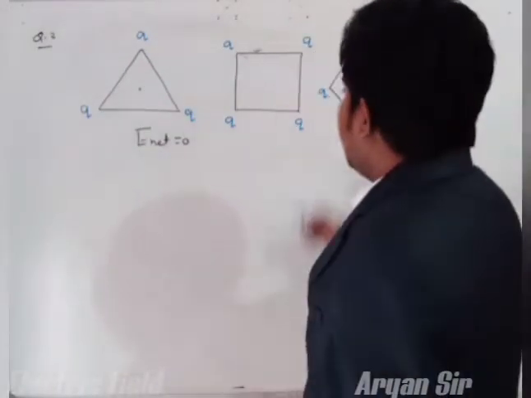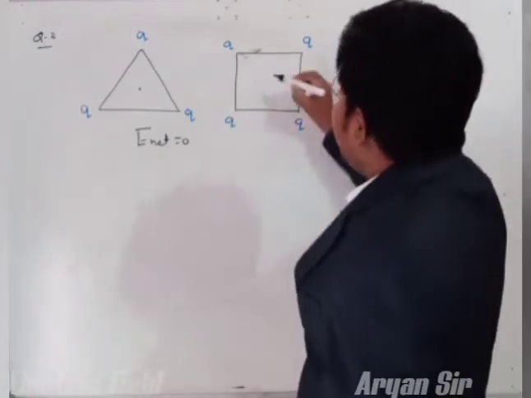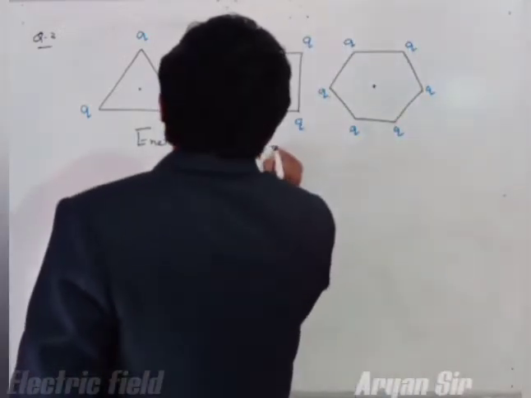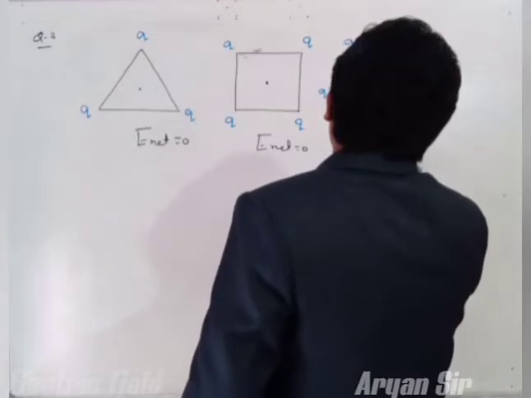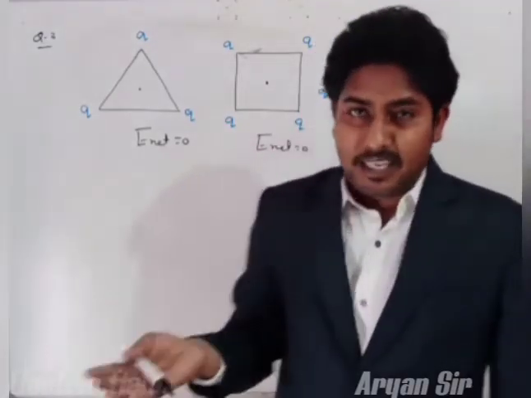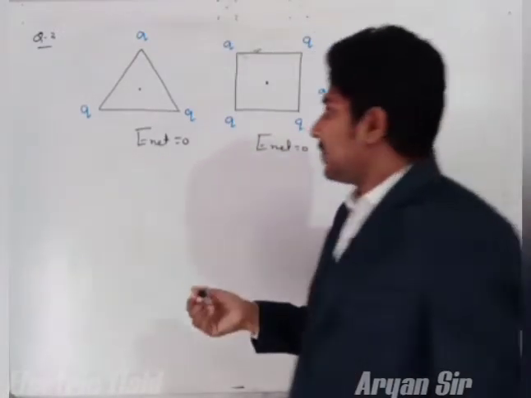In the same manner, this is a square, it has four sides. So net electric field intensity at its center is equal to 0. Also the net electric field intensity at the center of a regular hexagon is equal to 0. There may be n sides, right? So let us try to understand the phenomenon.